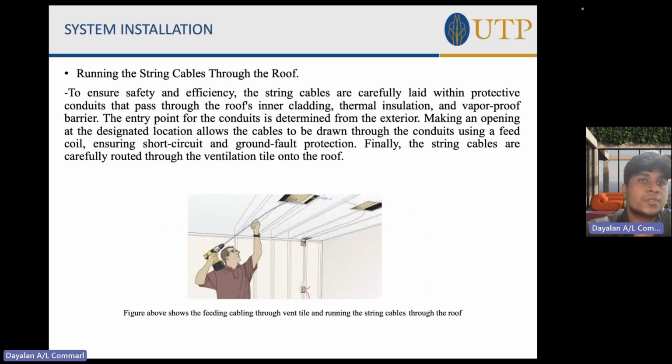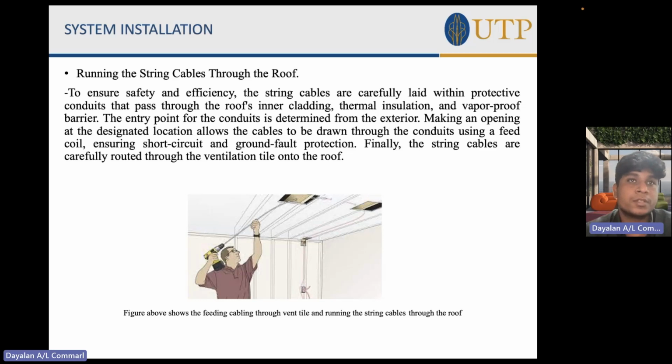Next, we have running the strings through the roof. The string cables are carefully laid within protective conduits that pass through the roof inner cladding, thermal insulation, and vapor-proof barriers. The entry point of the conduits is determined from the exterior. Making an opening at the designated location allows the cable to be drawn through the conduits using a fish coil, ensuring short circuit and ground fault protection.